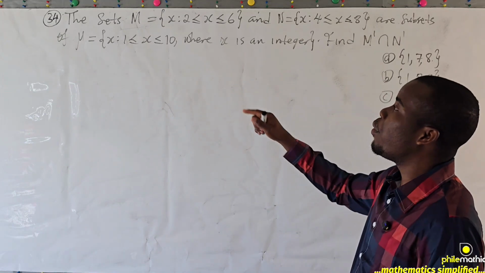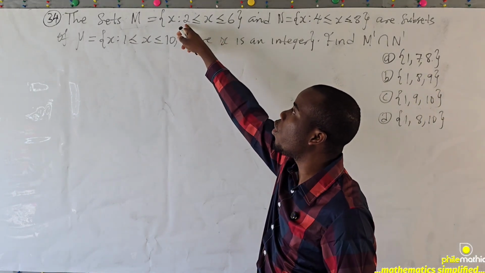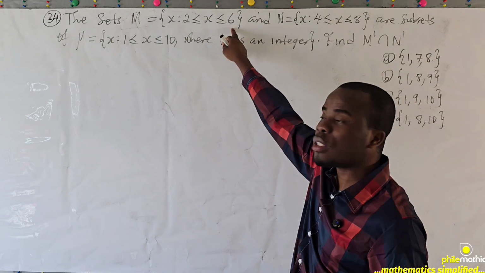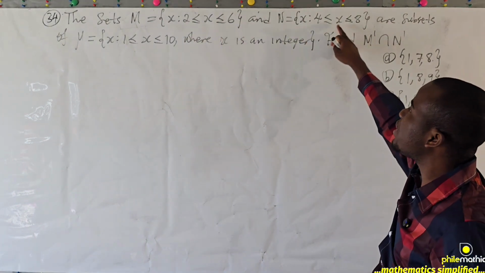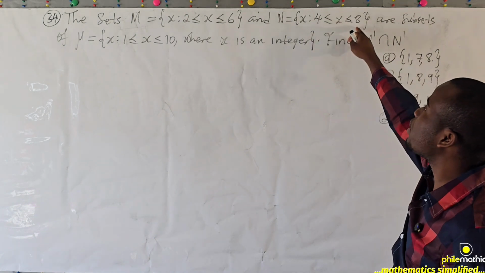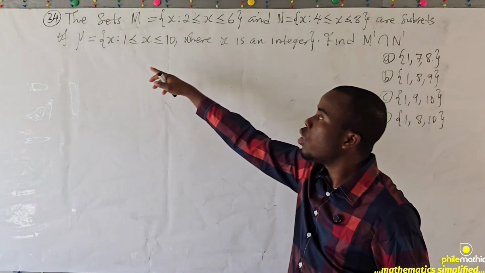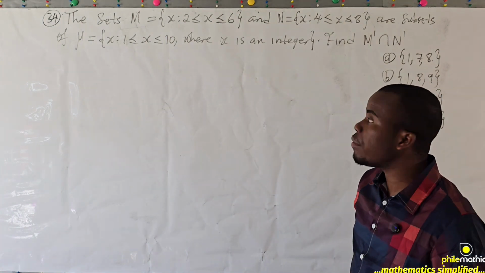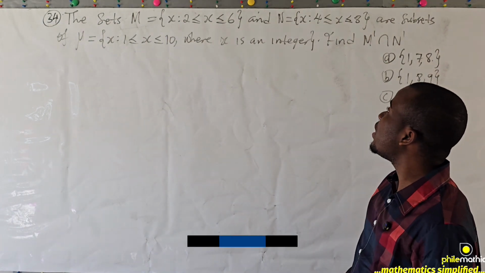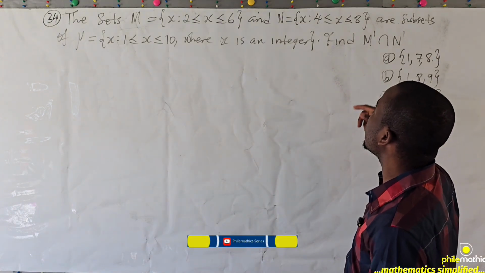The set M, which are those x such that x is greater than or equal to 2 and less than or equal to 6, and N are those x such that x is greater than or equal to 4 and less than or equal to 8, are subsets of the universal set mu, which are those x such that x is from 1 to 10 inclusive, where x is an integer. Find M prime intersection N prime.